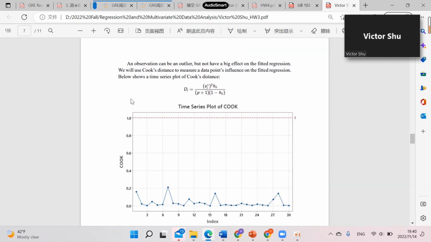But that's the bottom line. From this exercise, I hope you could understand the meaning of the outlier, the leverage point, and the influential point. And you got to know what Cook's distance measures.